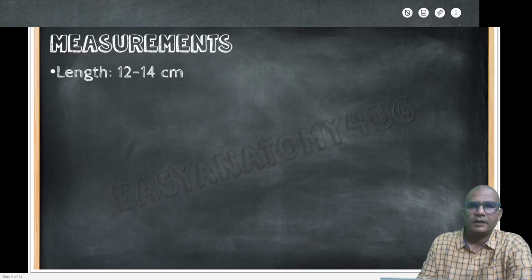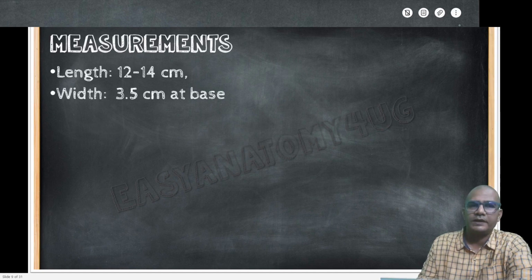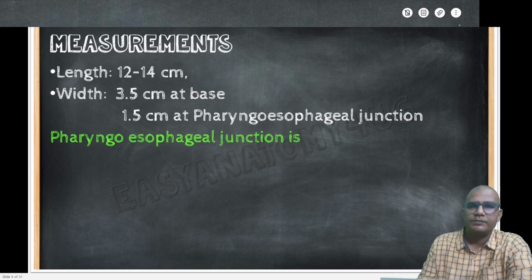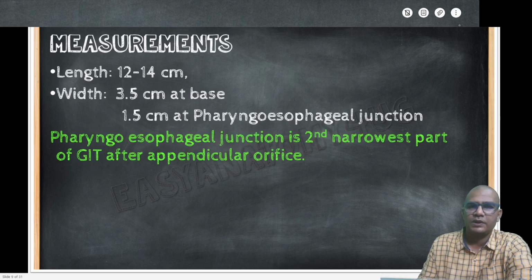Measurements of the pharynx. Length of the pharynx is 12 to 14 centimeter. Width in the upper part, near the base, is 3.5 centimeter, and 1.5 centimeter at the pharyngoesophageal junction. The peculiarity of this part is that it is the narrowest part after the appendicular orifice. So if appendicular orifice is not given in the option, you have to choose pharyngoesophageal junction as your correct choice in a multiple choice question. So the narrowest part of the GIT after appendicular orifice is the pharyngoesophageal junction.